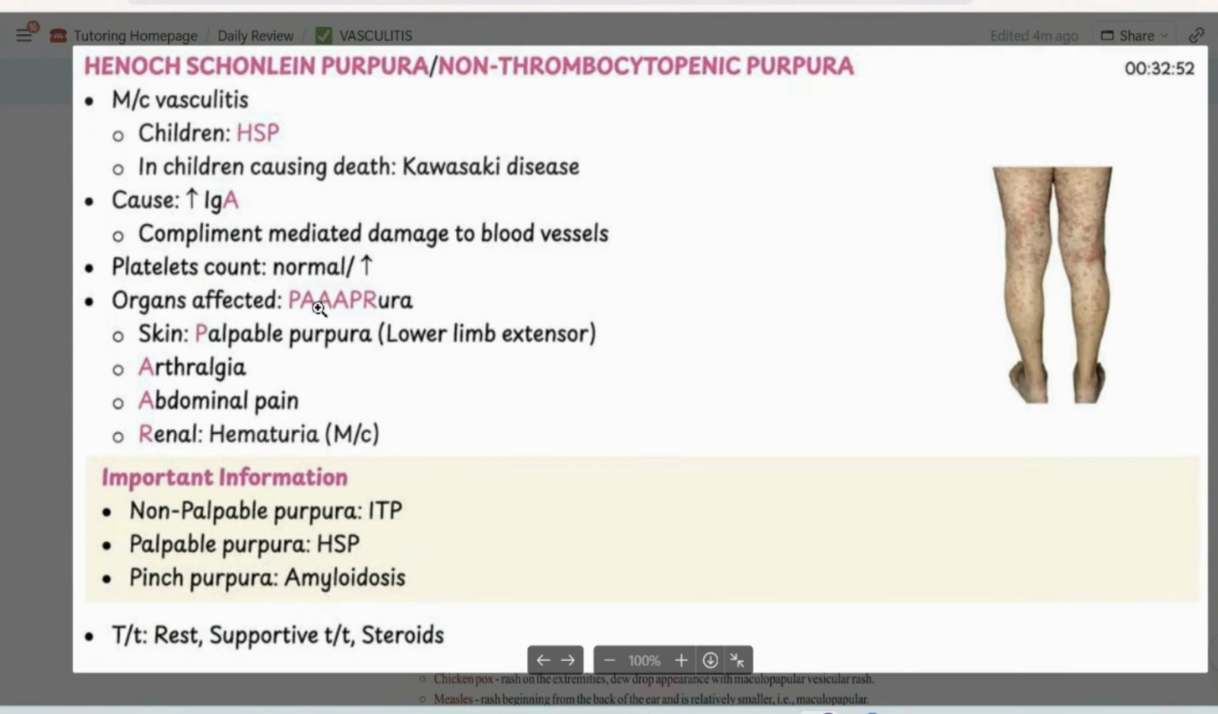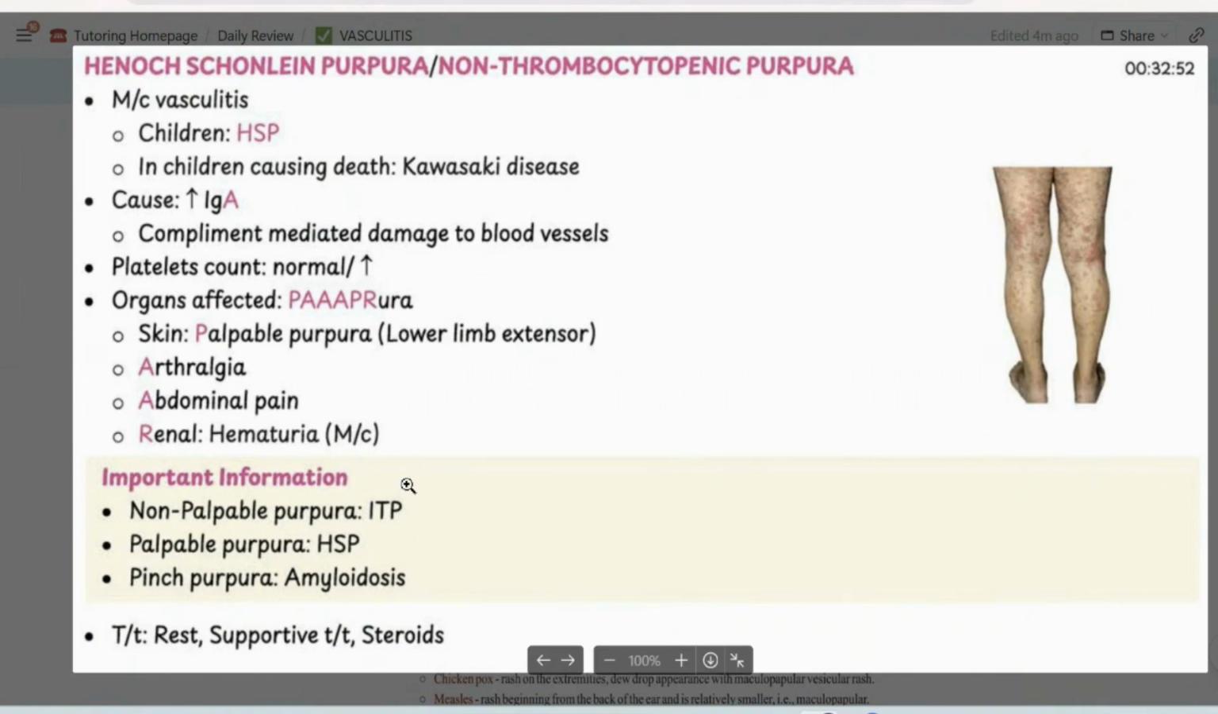So the organs affected, first of all, palpable purpura, usually on the extensor surfaces of the lower limbs, joint involvement, as with most of them, right? But then you see the internal visceral organ involvement, abdominal pain because of some sort of GI involvement, and hematuria, okay? And again, a lot of it is just related to IgA vasculitis, okay? Now, if they say most common vasculitis, you have to remember HSP. If they say most common vasculitis leading to death, as we discussed, it is Kawasaki.